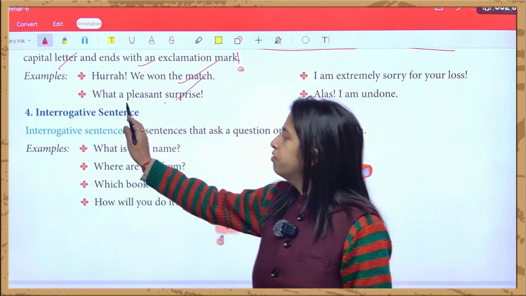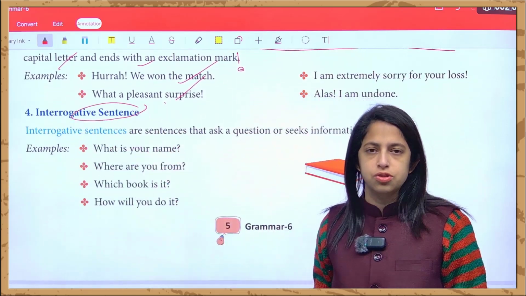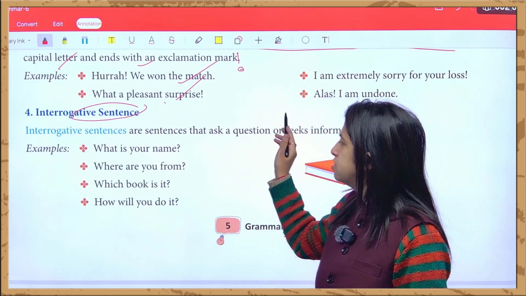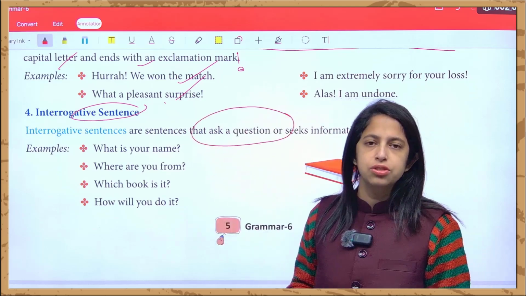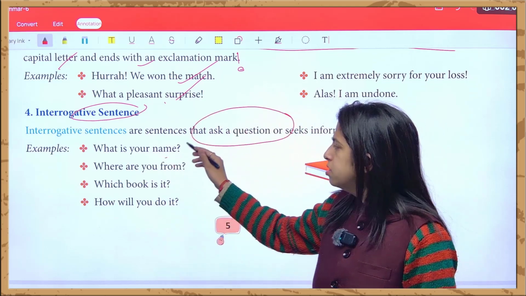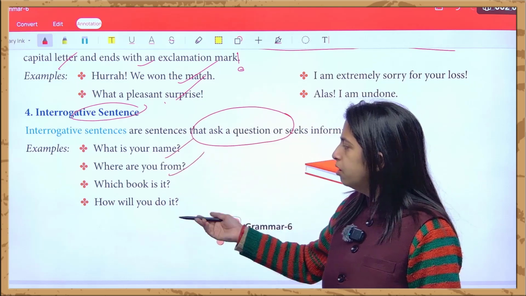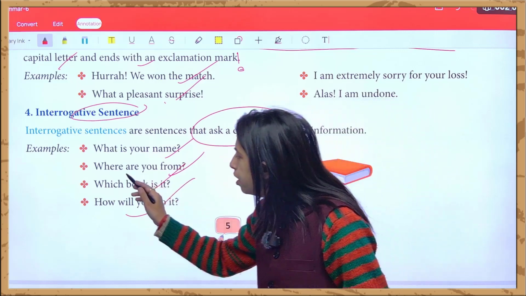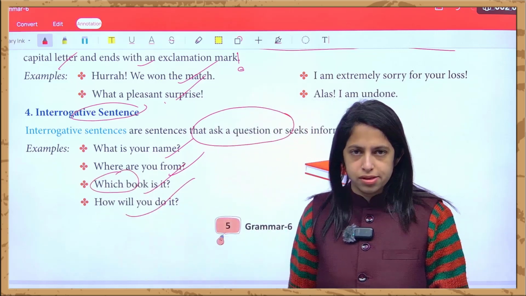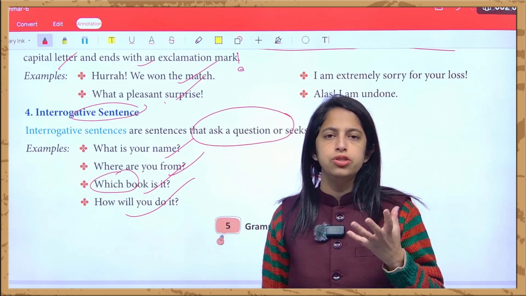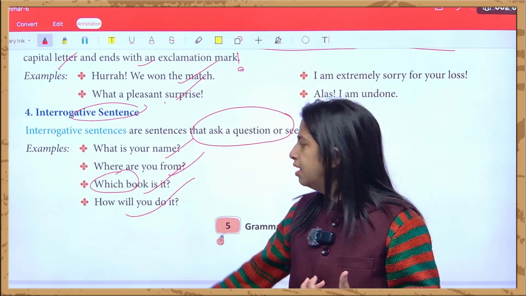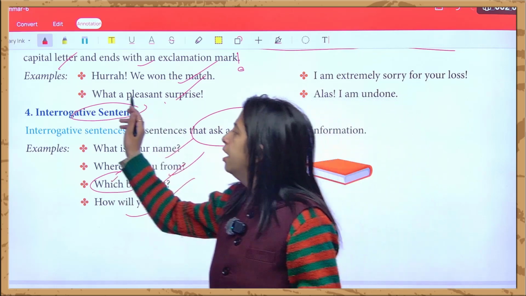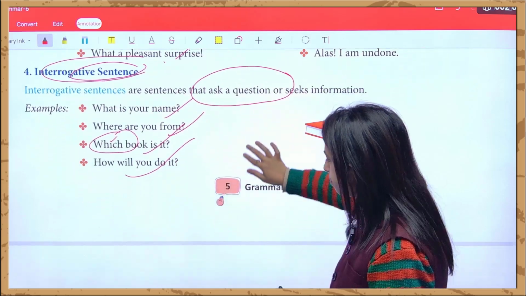Moving on to the interrogative sentences, these sentences mean the question. Wherever you see any question mark in your sentence, that means an interrogative sentence. They ask questions or seek information, like, what is your name, where are you from, which book is it, and how will you do it. Which book is it, which is used for choice, right? When we make choices among objects, then we write which, right? All the W questions come under interrogative sentences, right?